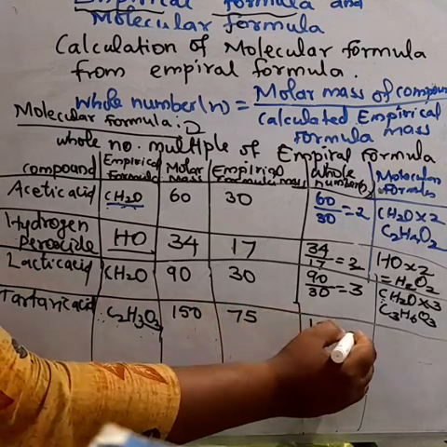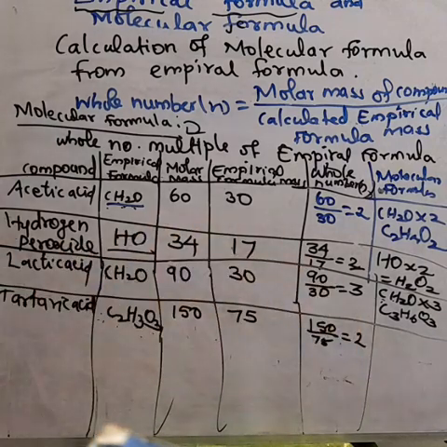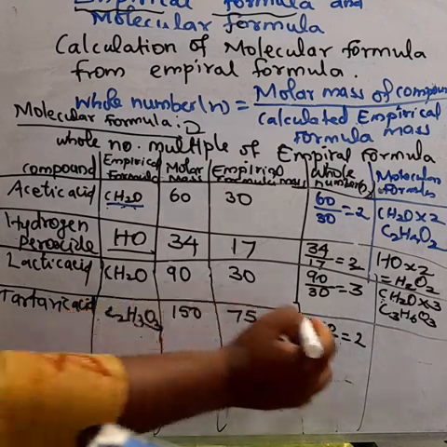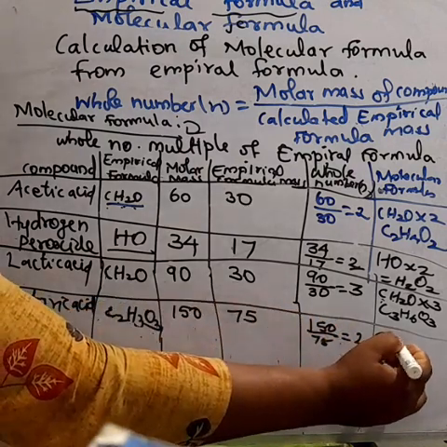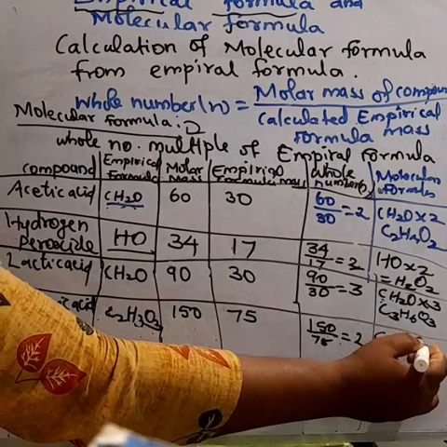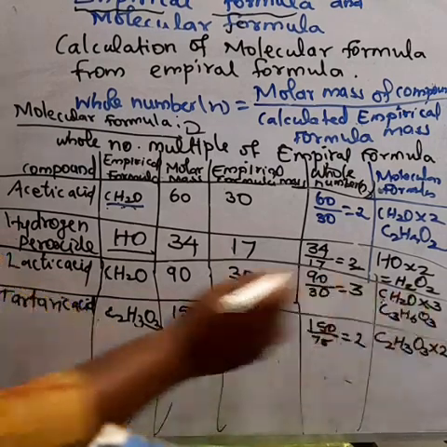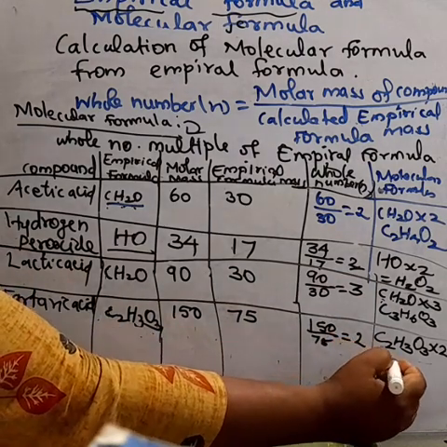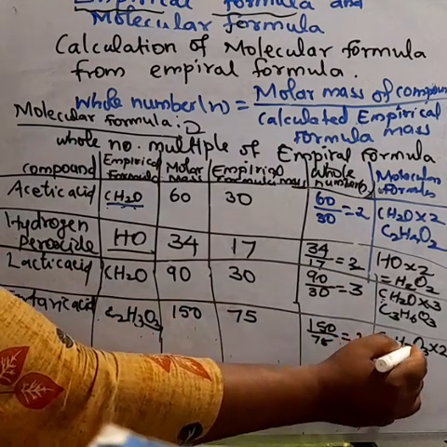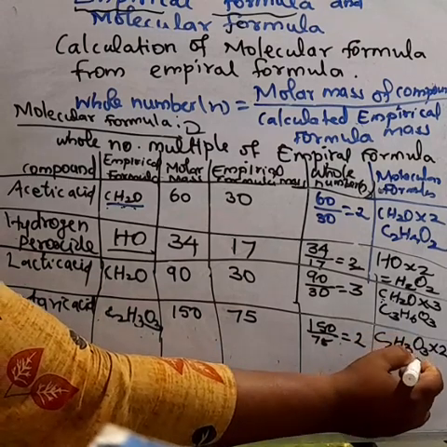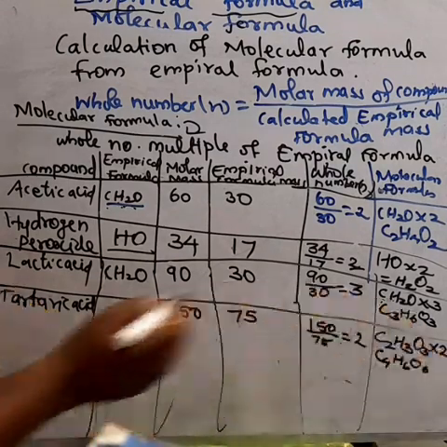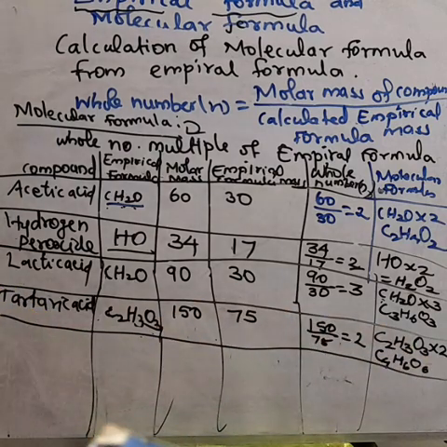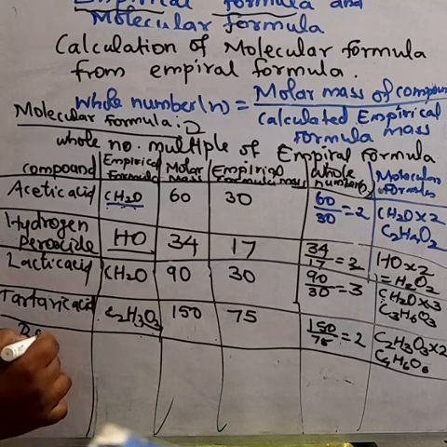So what is the molecular formula here? Multiplying the empirical formula C2H3O3 by 2, we get the molecular formula. Carbon 2 into 2, 4, C4. Hydrogen 3 into 2, 6. Oxygen 3 into 2, 6. So C4H6O6.